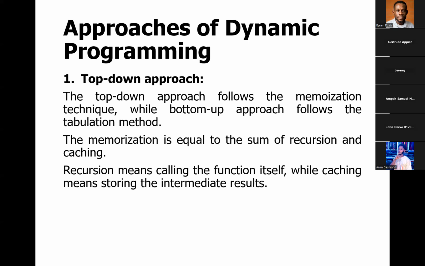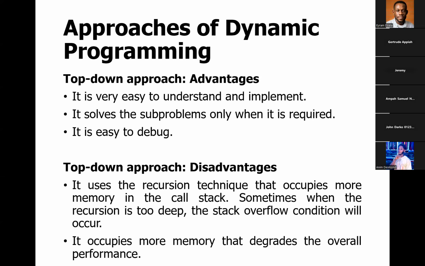So you have a bigger problem, and you solve the bigger problem first, and whenever a smaller problem comes, you check if that problem has been solved before. If it has, you use the stored result. If not, you solve it and then store the result. Recursion means calling the function itself, and caching means storing the intermediate results.